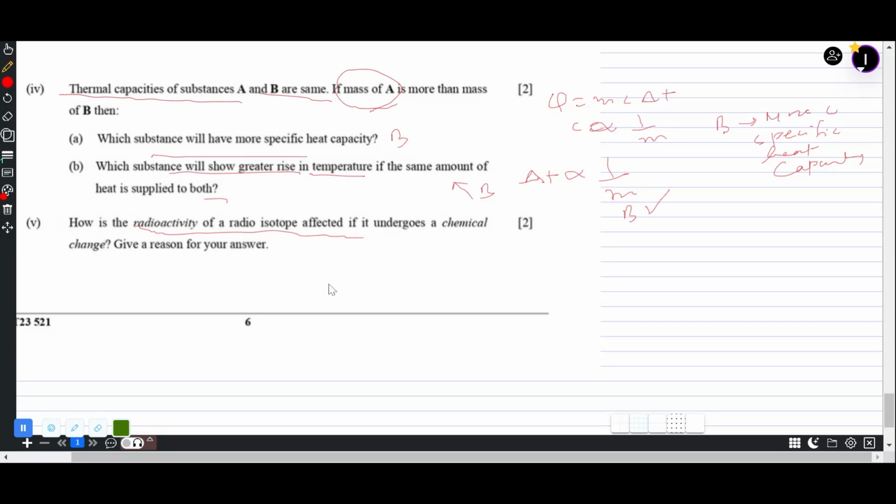Because in a chemical change, what happens? There is exchange of electrons or exchange of chemical compositions. But the radioactivity is not getting impacted because that's more of a nuclear phenomenon. So that has more to do with that part.